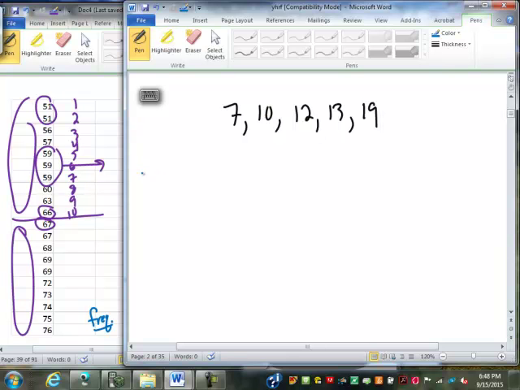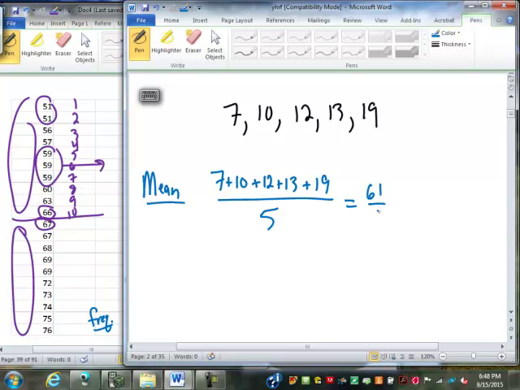Well, the mean is going to be found by adding them all up and dividing by what? There's 5 of them. So that is 61 divided by 5, 12.2 is my mean.